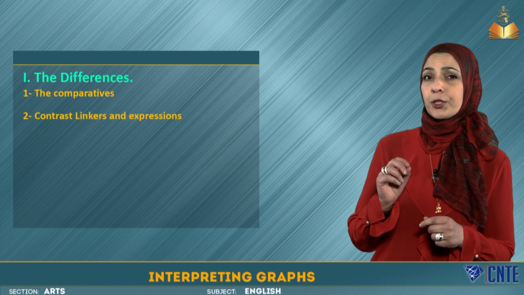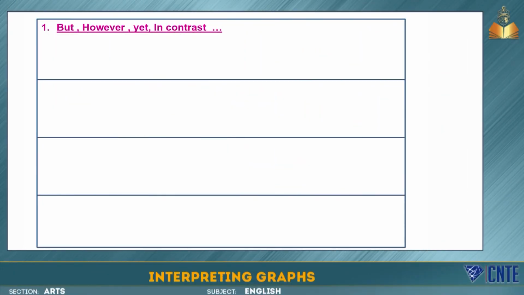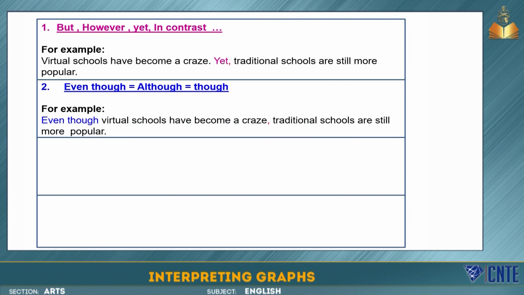Second, you can use the contrast linkers and expressions like, for example, but, or however, or yet, or in contrast, etc. For example, virtual schools have become a craze. Yet, or but, comma, traditional schools are still more popular. Other linkers used to express contrast are even though, although, and though. For example, even though virtual schools have become a craze, comma, traditional schools are still more popular.